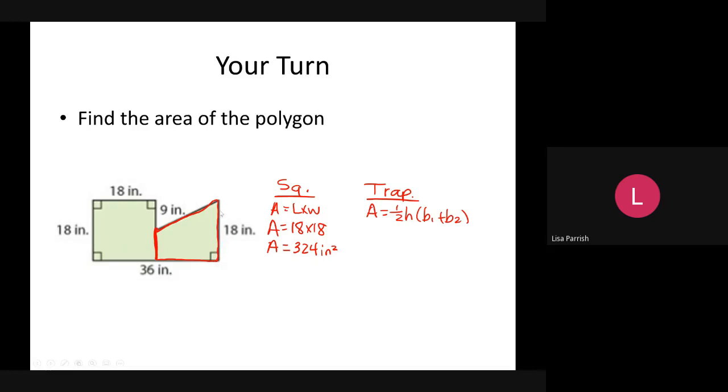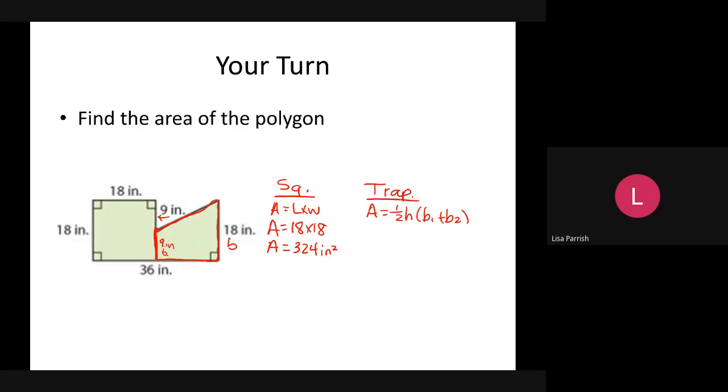I can see that this one's 18. I'm even going to label it with the letter B for base. Now I've got to figure out the measurement of this one. You don't want to count 18. Yes, that line goes all the way up, but that's not all part of my trapezoid. The part of my trapezoid is only right here. So the whole thing is 18, like over here, but I just need this much. I can see this 9 is not the slanted side. The 9 is pointing to this part right here. So I need to know 9 plus what gives me 18? Well, 9 plus 9.